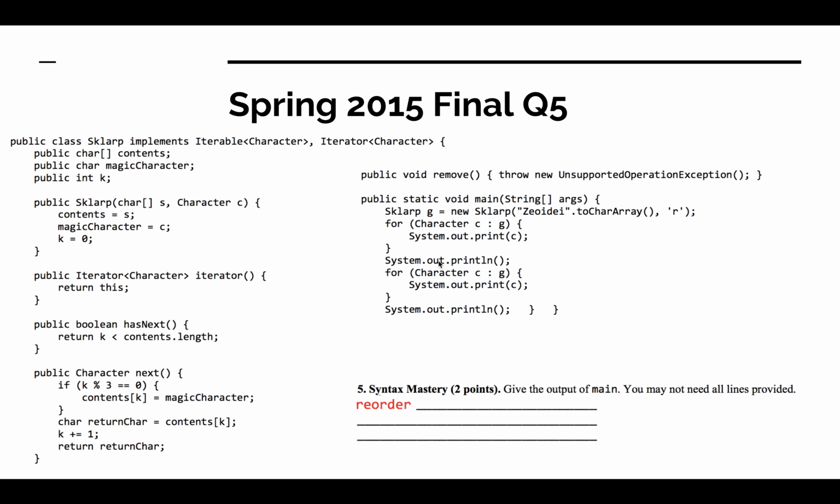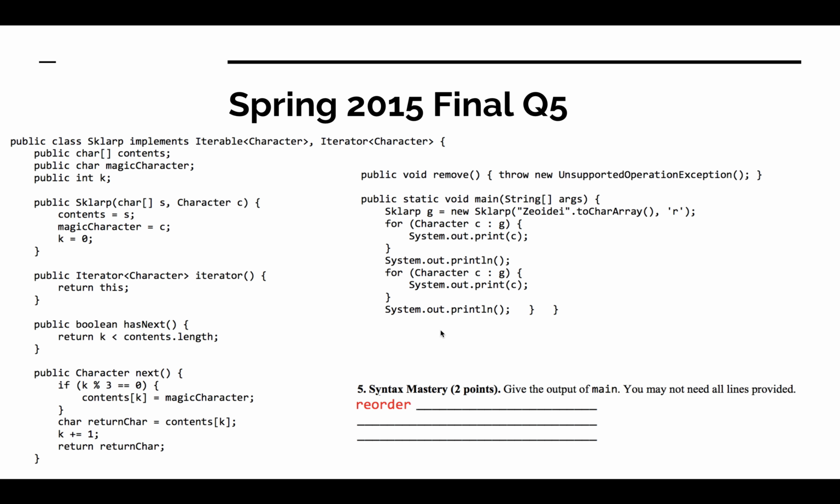Yeah. And then we're going to print out a line. So that means we move to the next line. So now we're going to go through each character C in G again. But the problem here is that we're going to check has next, but our K is already what? Yeah, it's equal to 7 because we never set K equal to 0 after the last loop. Does that make sense?